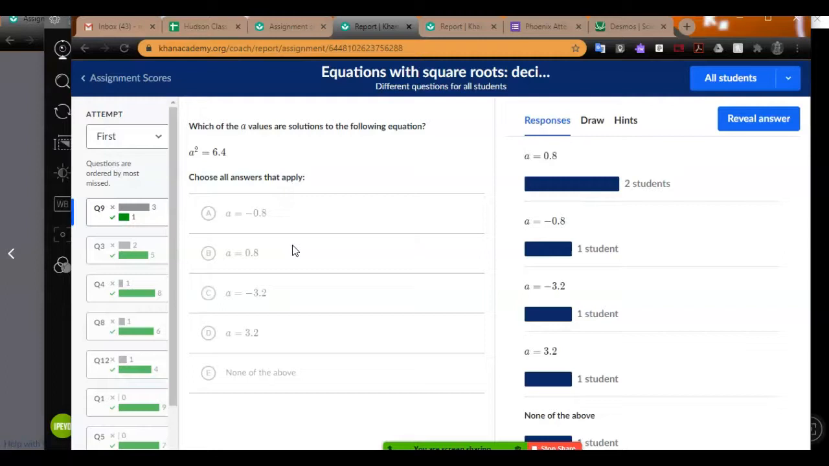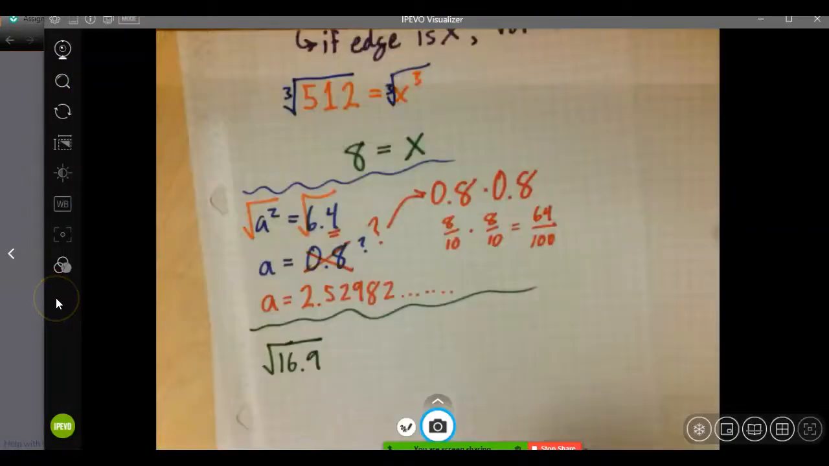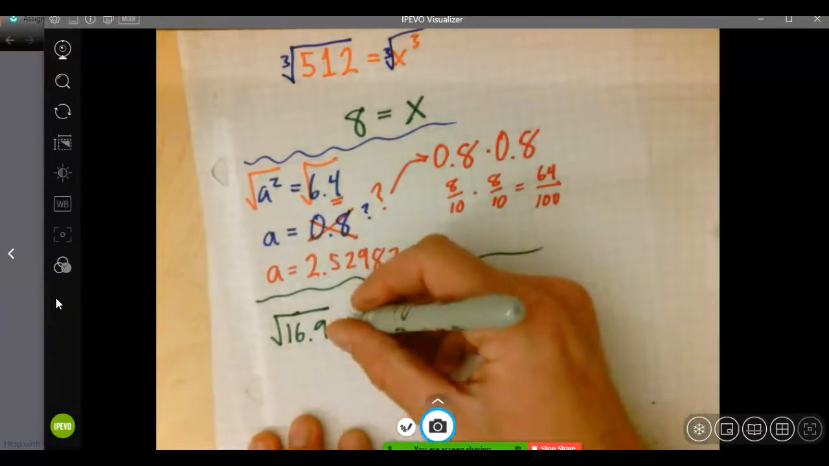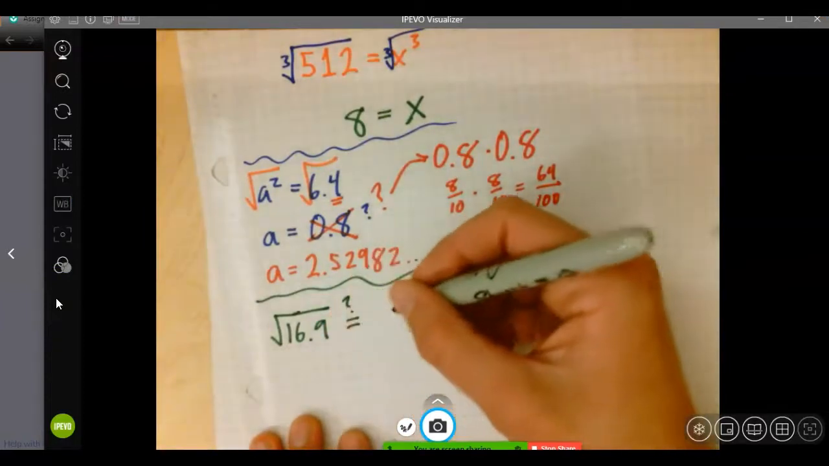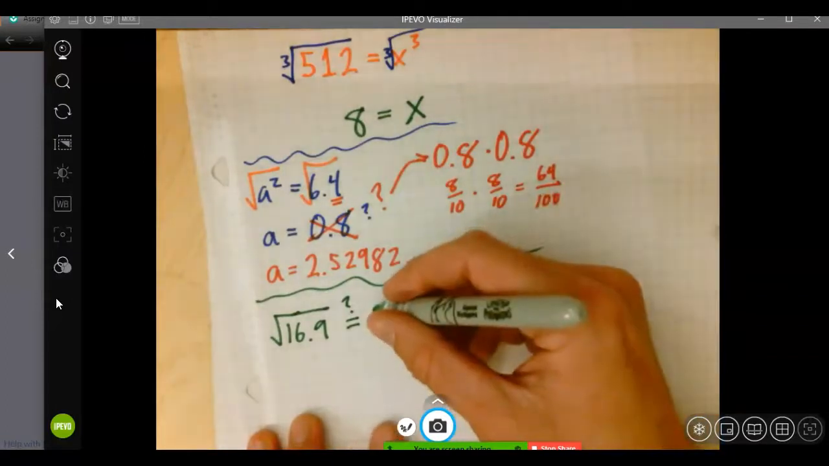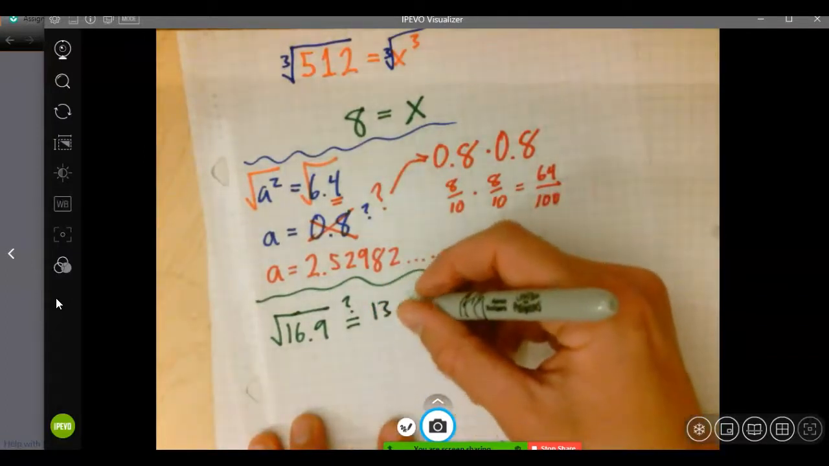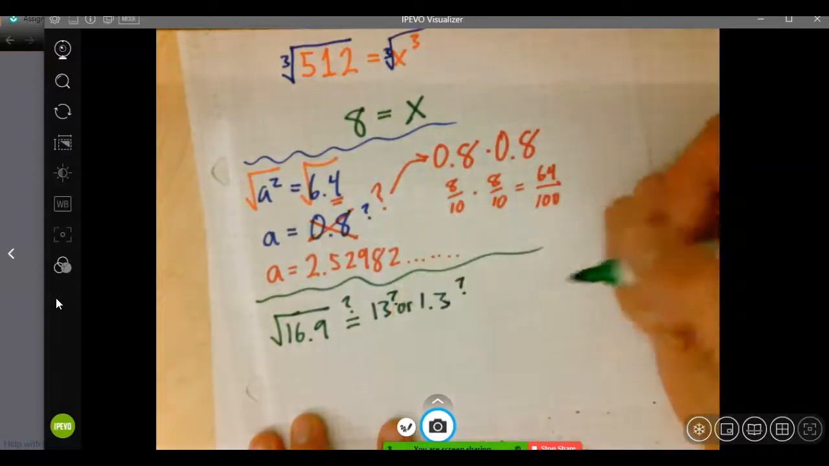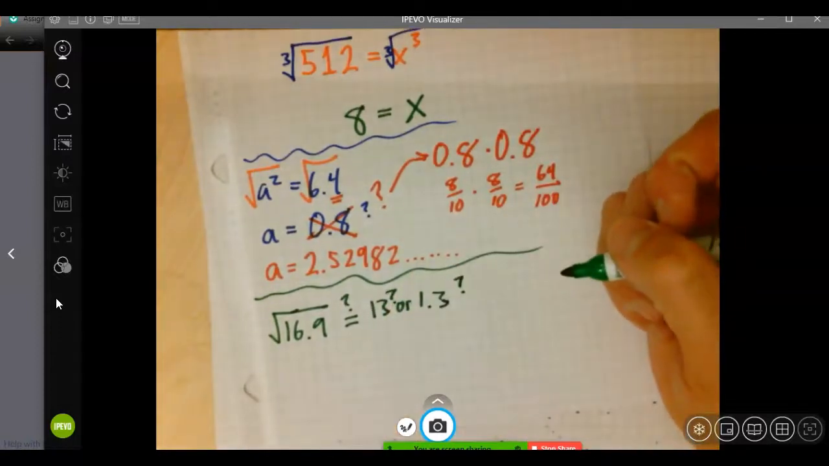But what if we did the square root of 16.9? So if I write down square root of 16.9, is this, and I like to put a question above the equals when we're hypothesizing, is this 13 or 1.3 or something different? Well, punch it in your calculator.